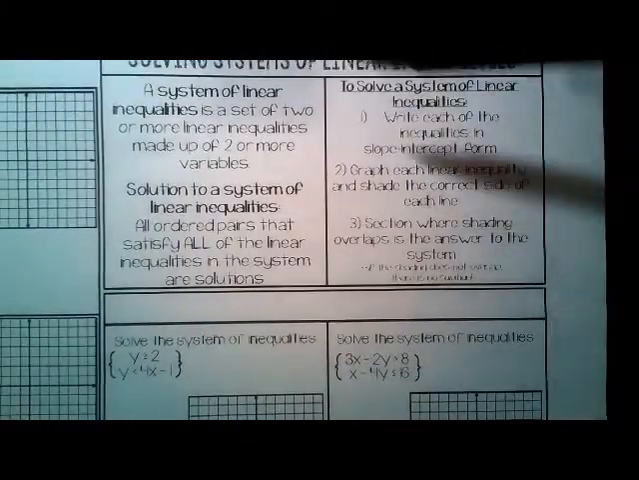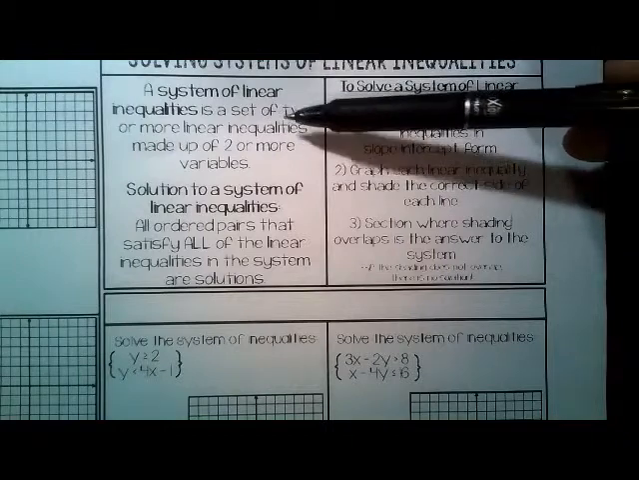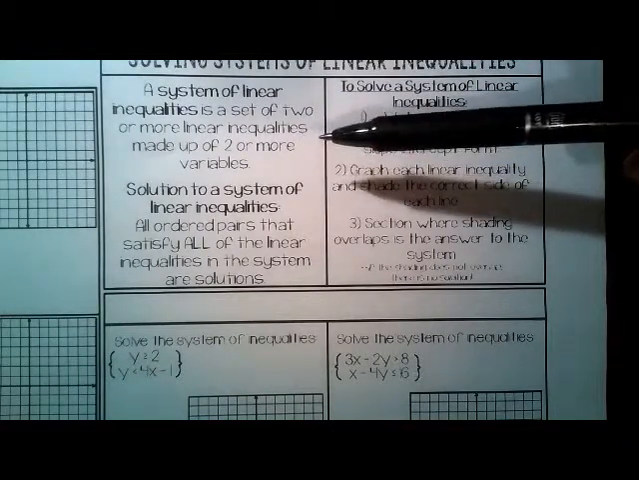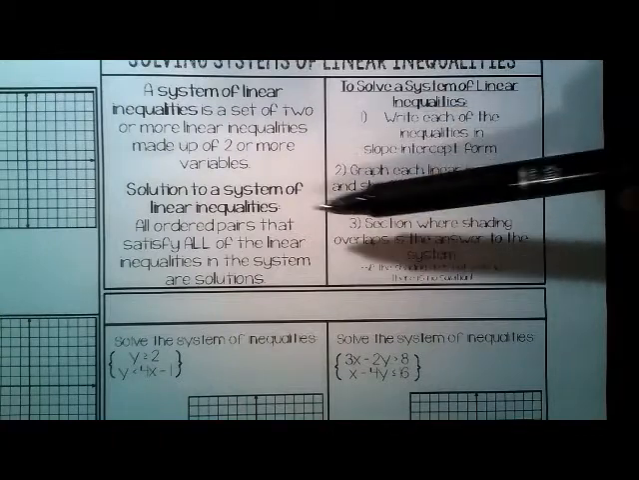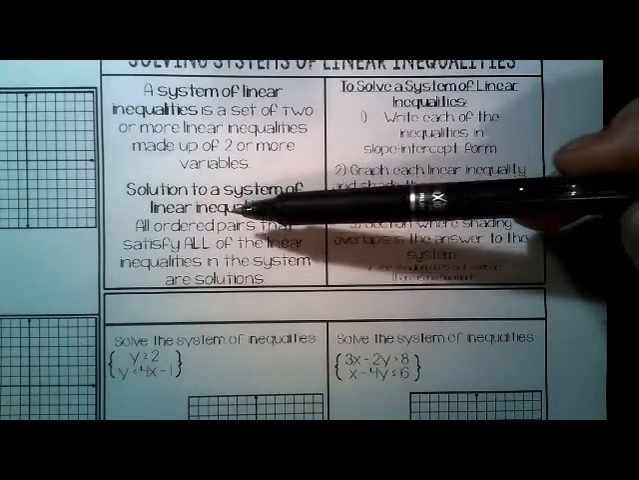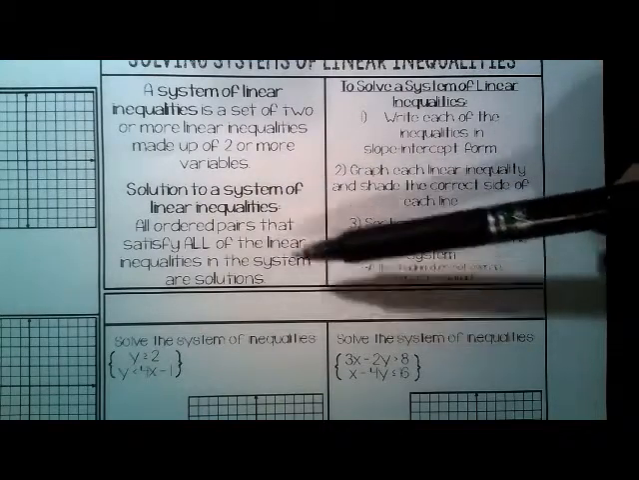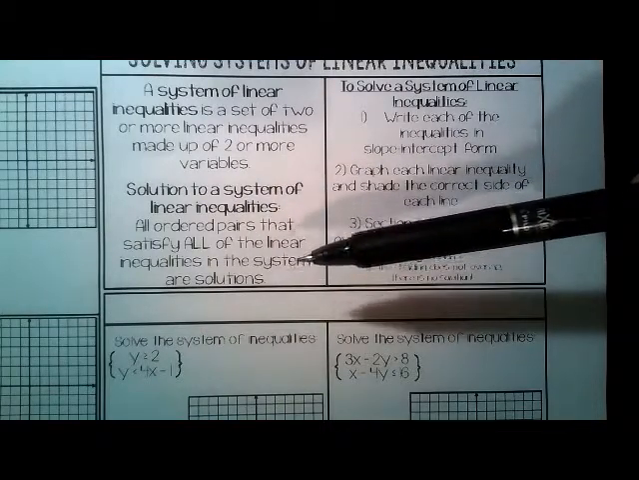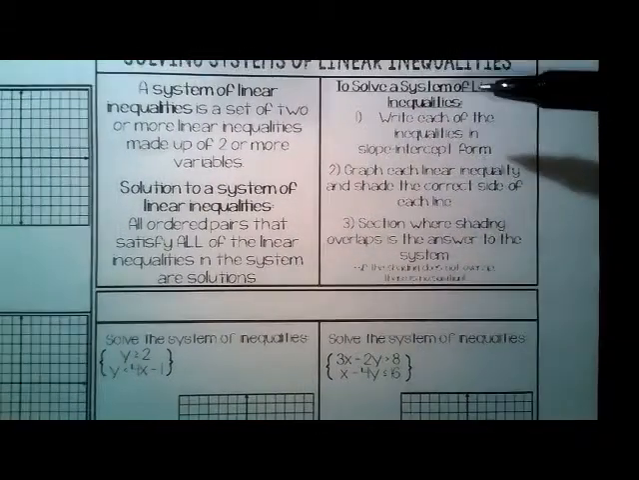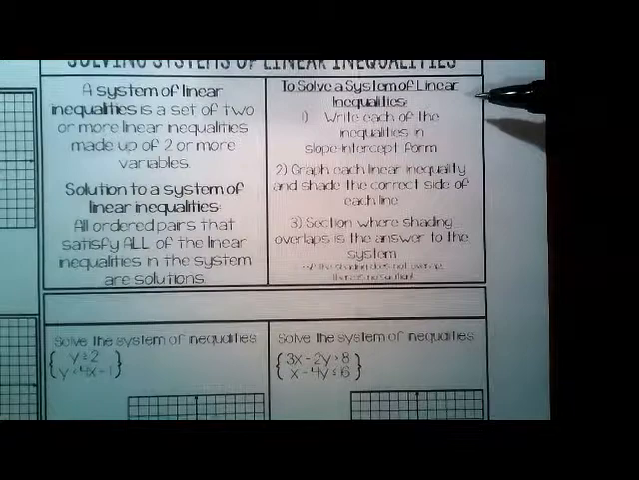So, a system of linear inequalities is a set of two or more inequalities made up of two or more variables. Solutions to a system of linear inequalities are the ordered pairs that satisfy all of the linear inequalities in the system of solutions. Okay. Now, ways to solve.